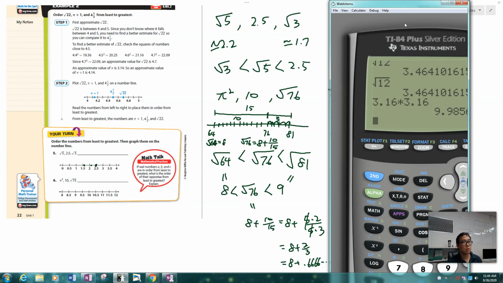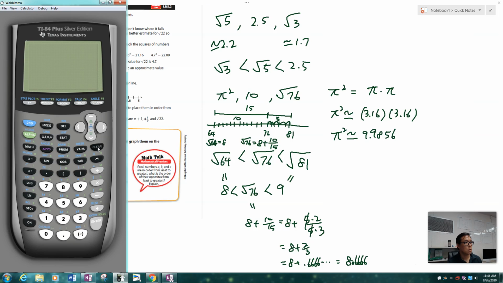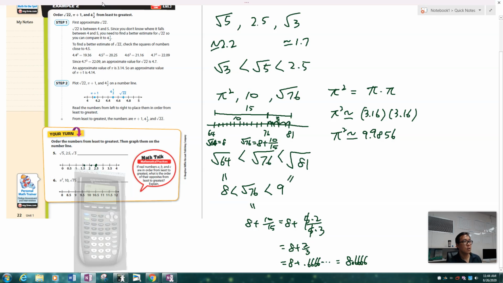The square root of 76 is indeed close to 8.6666-ish, 8.77 when you round up. So they're not quite equal to each other, but it's approximately close enough. Okay, so now knowing that, what's going on?